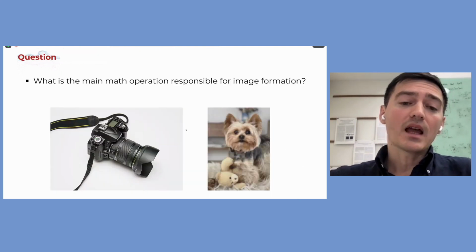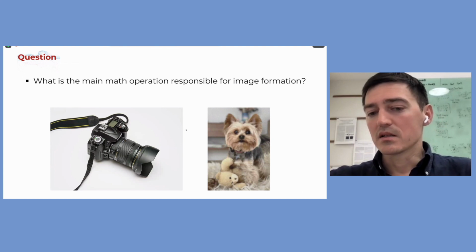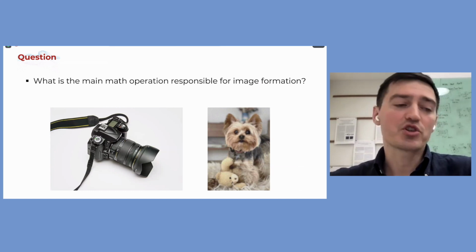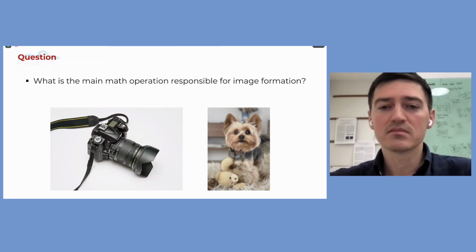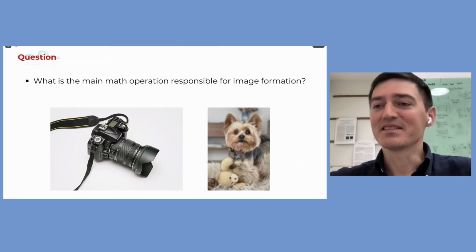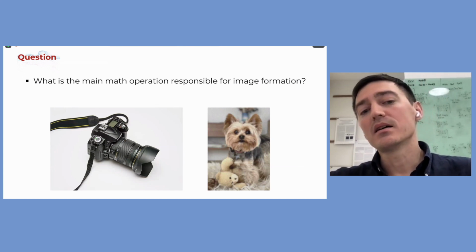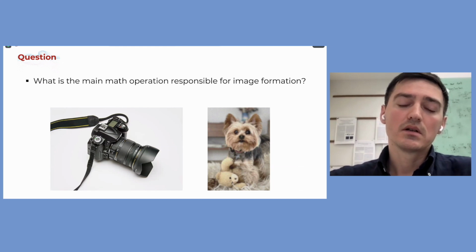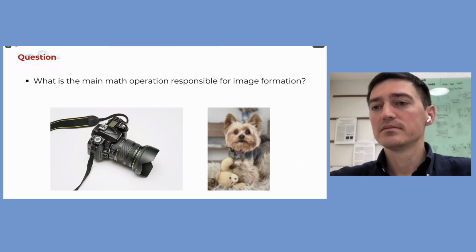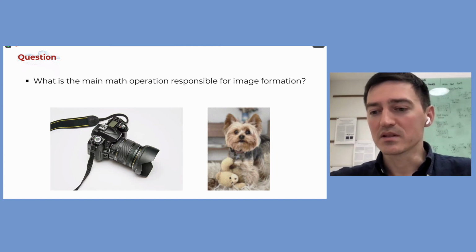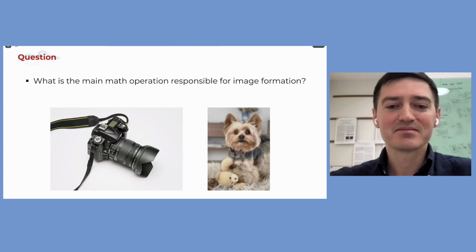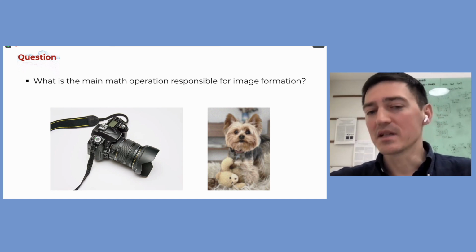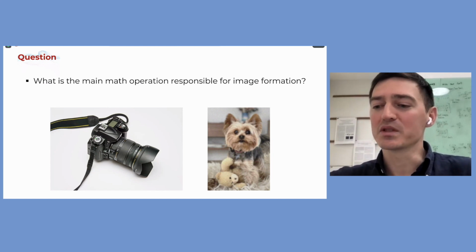So I usually start my pitch with a simple question. If you have a camera and it captures this picture of this dog, this is my dog, and imagine you have an image like that, what is the mathematical operation that's responsible for formation of this image? I don't know if we have voting or any polls in this particular Zoom, but the correct answer is convolution. It's not multiplication, not addition, as many would think.